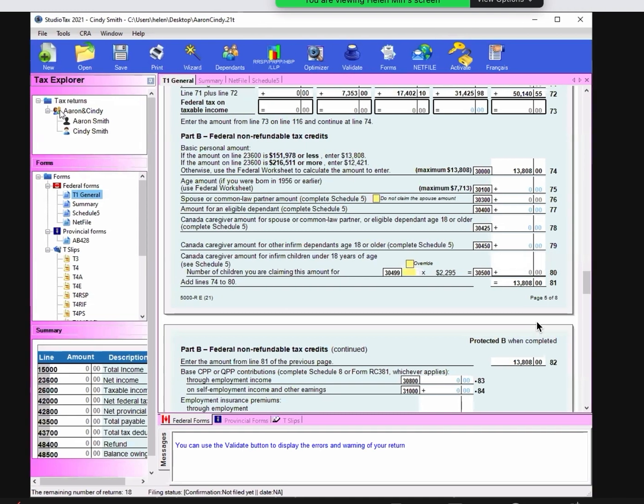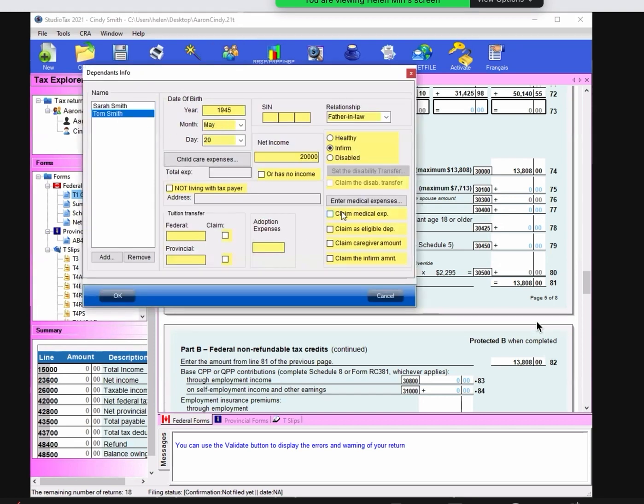Why does Cindy not have? Because when you click on Cindy, then you click on dependent, you click on Tom, there's no box to check. That means Cindy is not claiming. It doesn't matter that he is father-in-law because Aaron claimed. So I put the relationship as father-in-law. You will say, well, you said Tom is Cindy's father, why do you put father-in-law? Because they both share the dependent. In this case Cindy is not claiming anything for Tom, so the father-in-law doesn't matter.